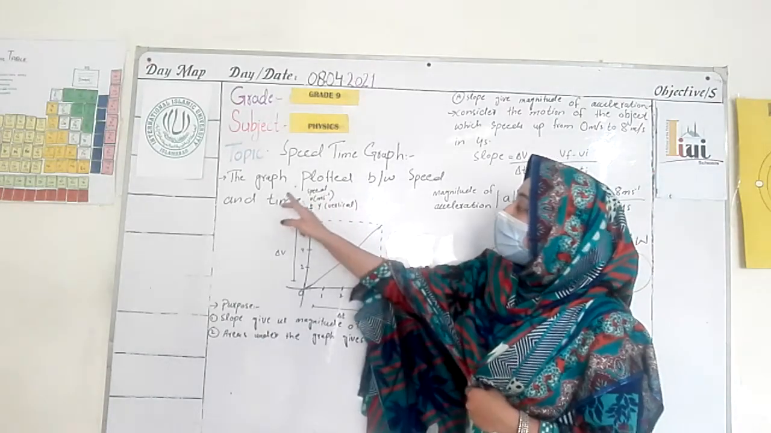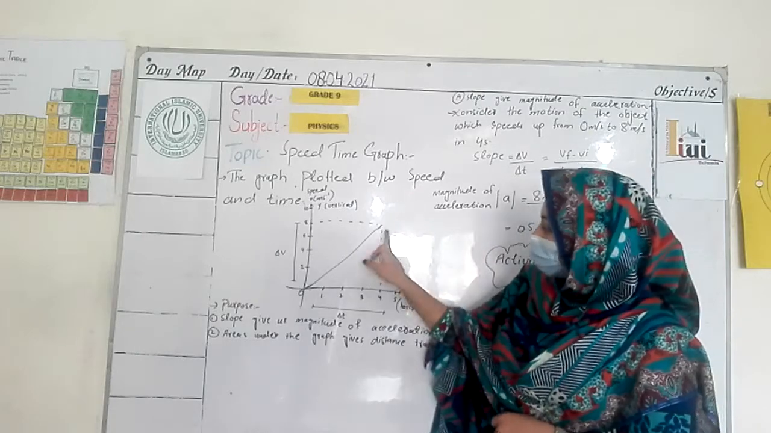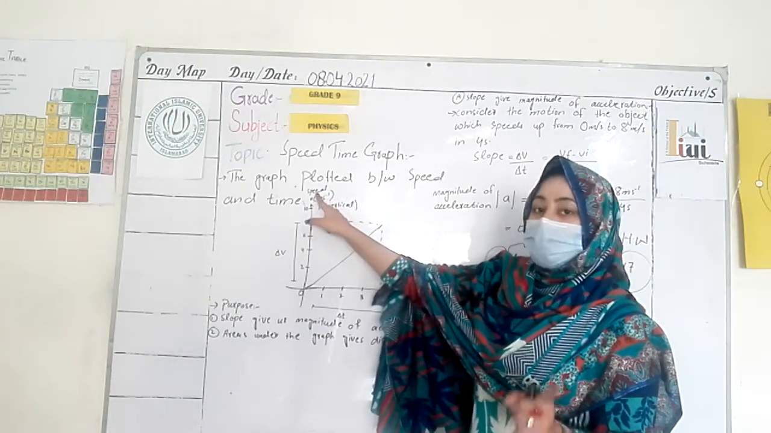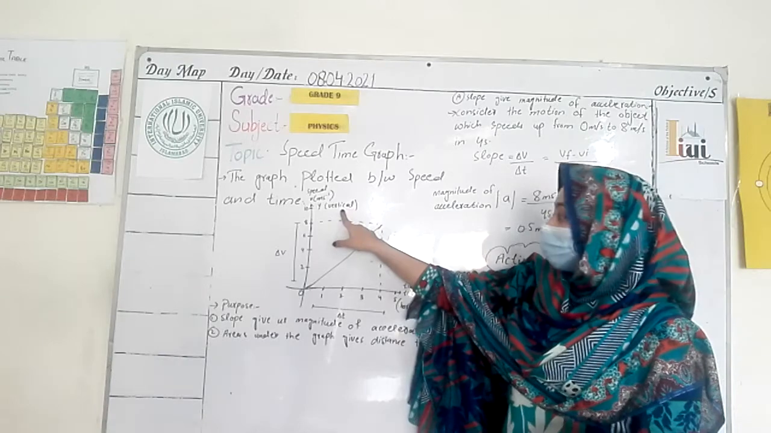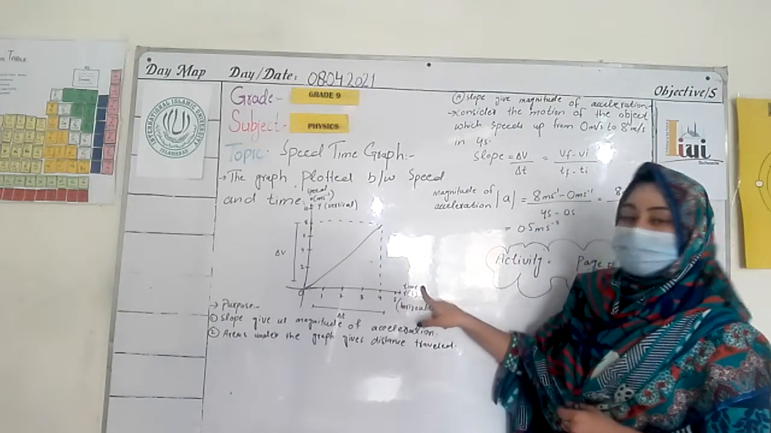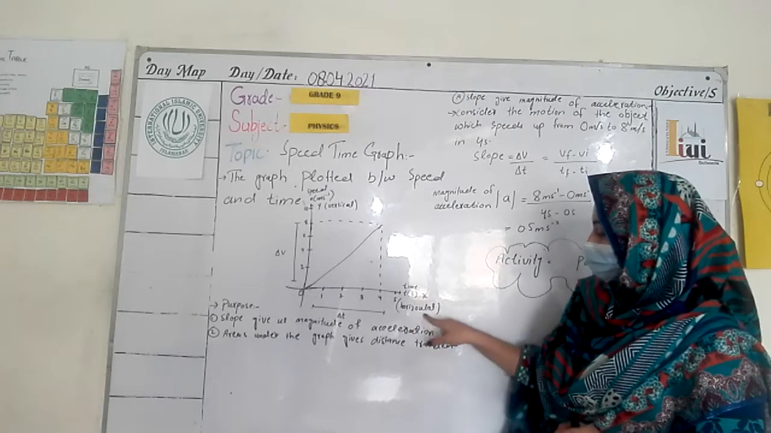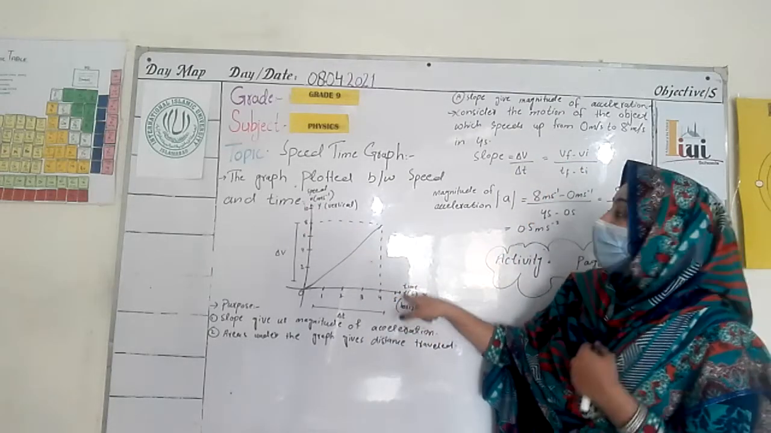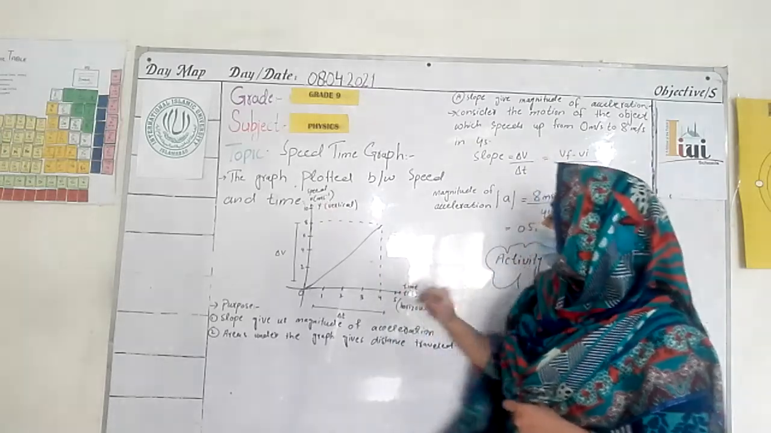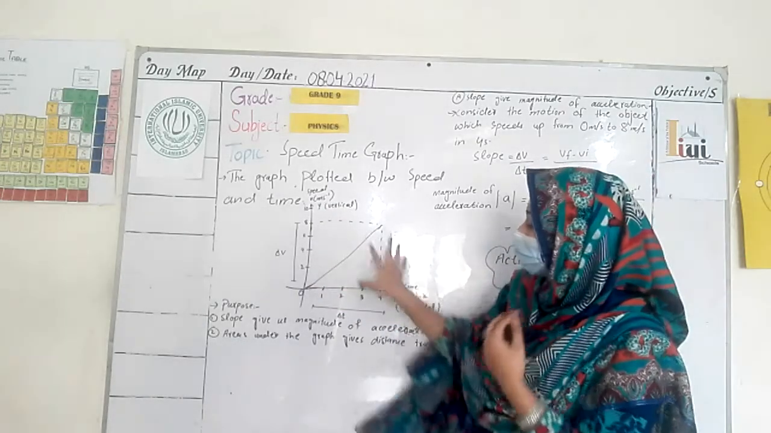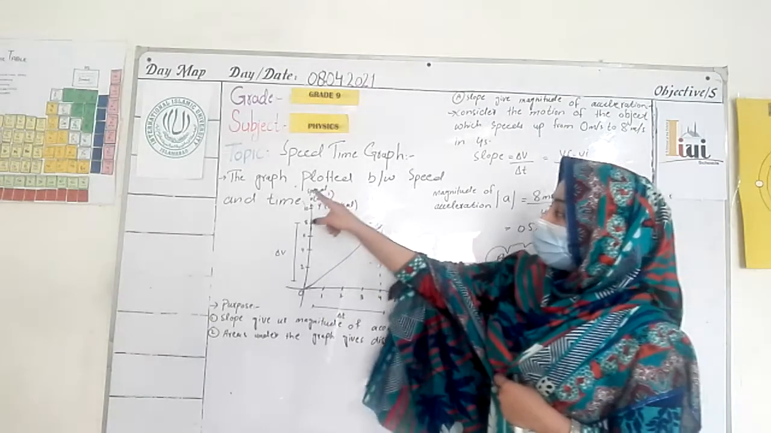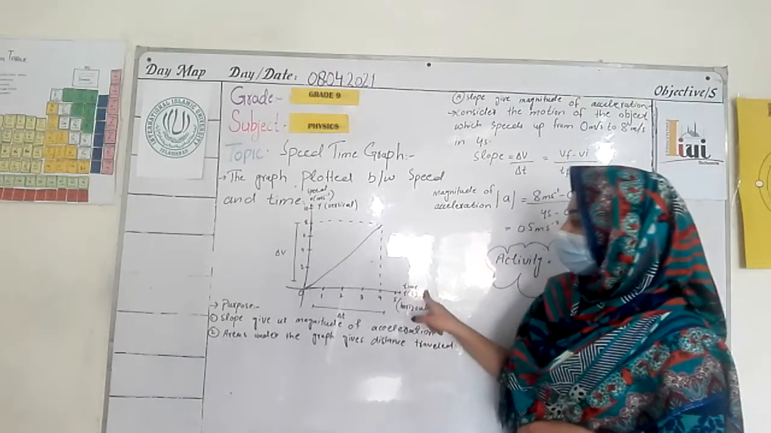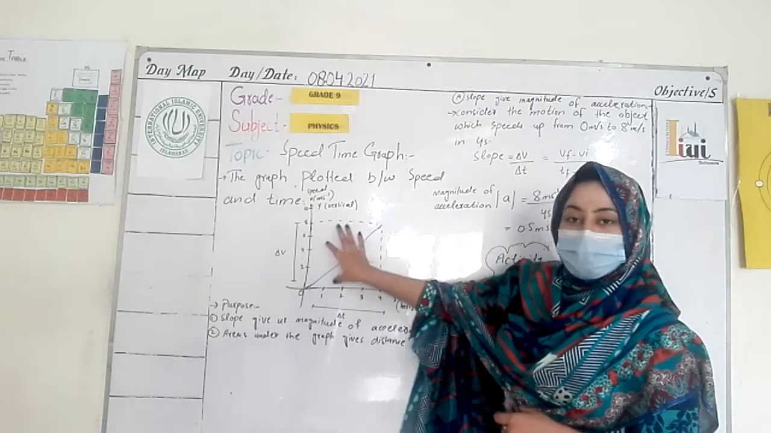So what is the speed time graph? The graph plotted between the speed and the time. As you see here, speed is present on the y-axis, which is vertical, and time is present on the x-axis, which is horizontal. Speed is represented by v and time is represented by t, and their units are meter per second and second. So this graph, plotted between speed and time, is called the speed time graph.